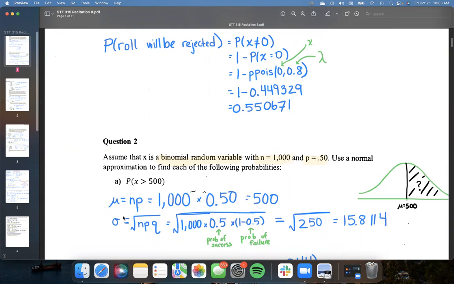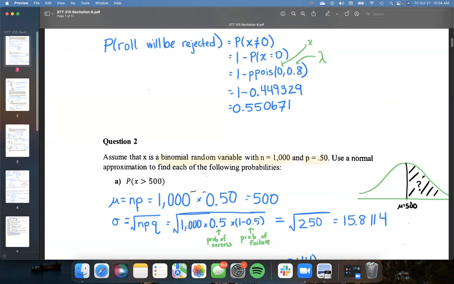Our standard deviation is the square root of n times p times q, where q is the probability of failure. You can compute that by 1 minus p equals q. So here we have 1,000 as our n, 0.5 as our p, and q is 1 minus 0.5, which is 0.5. When you multiply those together, you get 250. Then you take the square root of that and you get 15.8114. So that's the standard deviation.